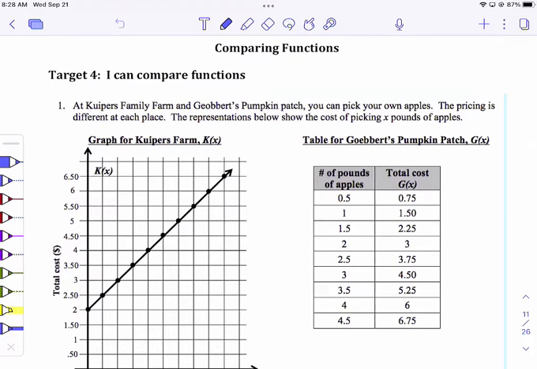Functions. So you need to know a little bit about function notation, because when we're comparing functions, you'll see function notation. And so that k of x and g of x is function notation.